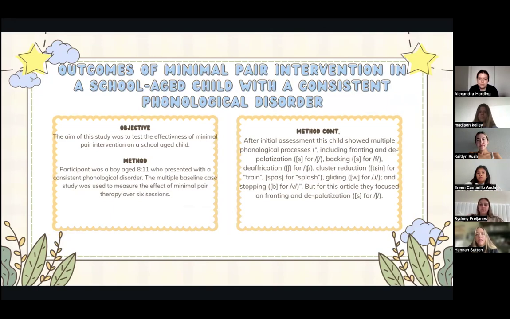And then the journal article I found is called Outcomes of Minimal Pair Intervention in a school-age child with a consistent phonological disorder. The aim of the study was to test the effectiveness of minimal pair intervention on a school-age child. The participant was a boy aged 8 years and 11 months who presented with a consistent phonological disorder. The multiple baseline case study was used to measure the effects of minimal pair therapy over 6 sessions.